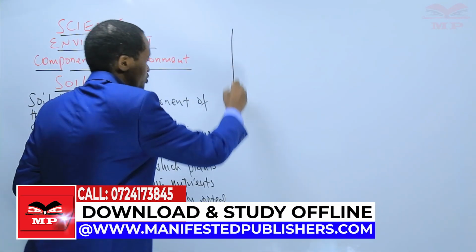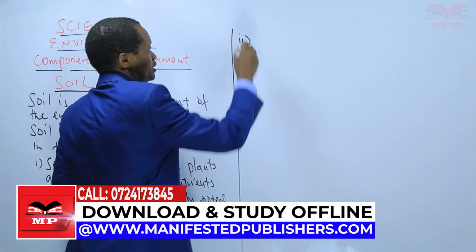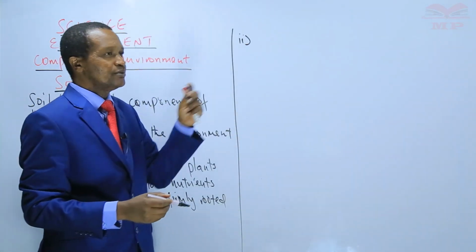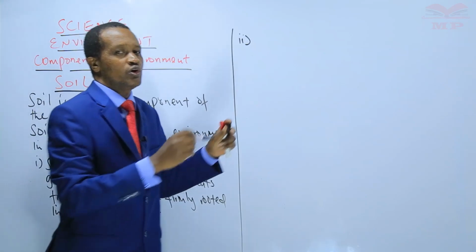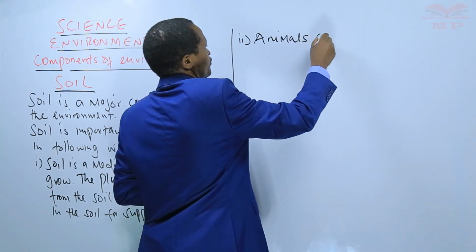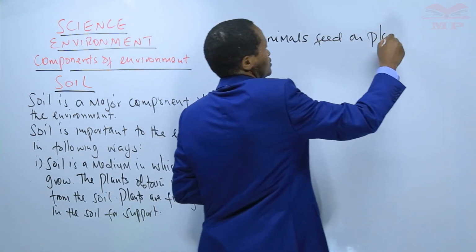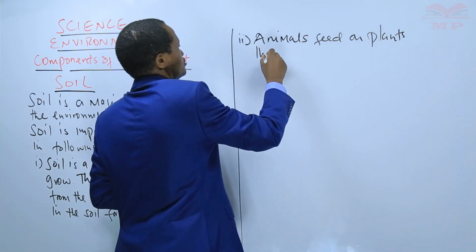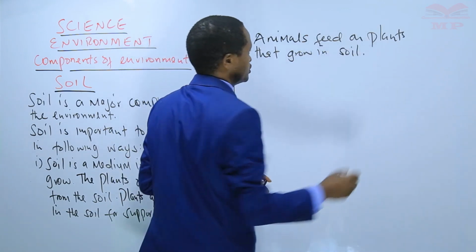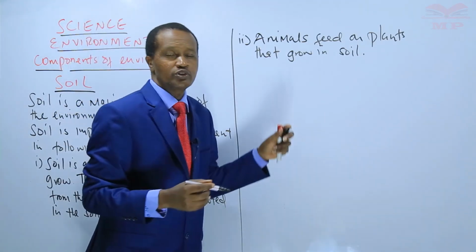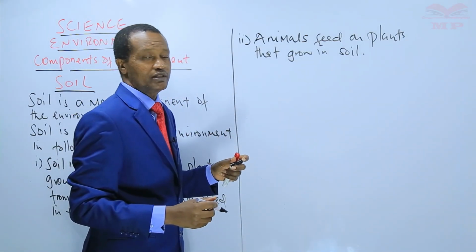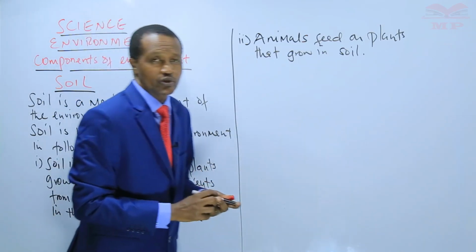Then number two, the other way in which soil is useful in the environment is that animals feed on plants that grow in soil. So in other words, we are saying animals benefit indirectly. Animals benefit indirectly from the soil.